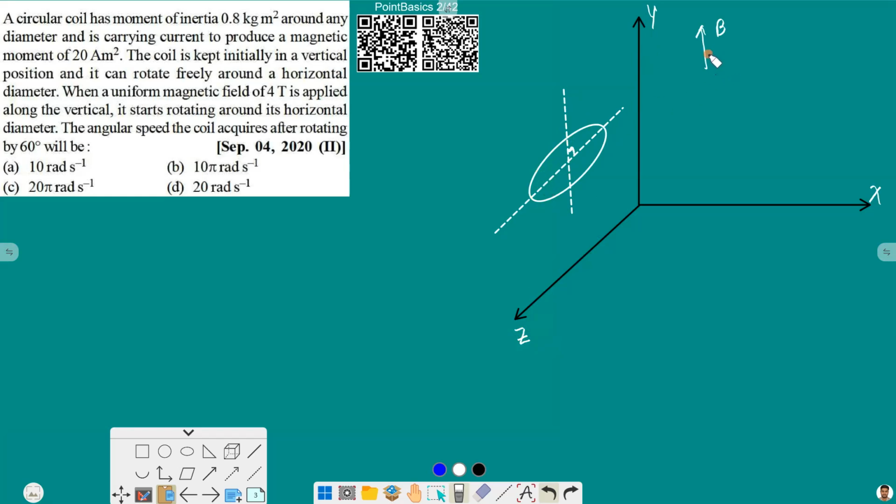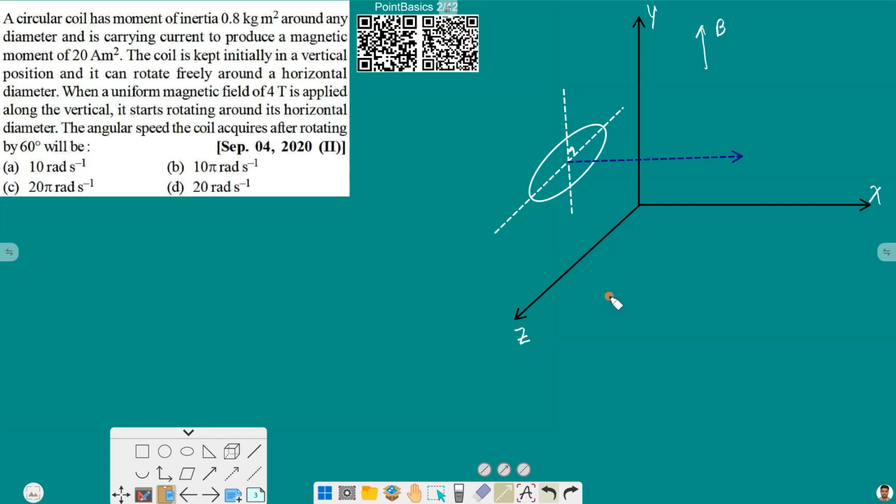Now magnetic field is acting along the y direction. So magnetic dipole moment of this coil, which will be perpendicular to its plane, and as its plane is in y and z axis, so its magnetic dipole moment will act along the x axis. So its magnetic dipole moment will be in the x axis. Now this is our initial condition.